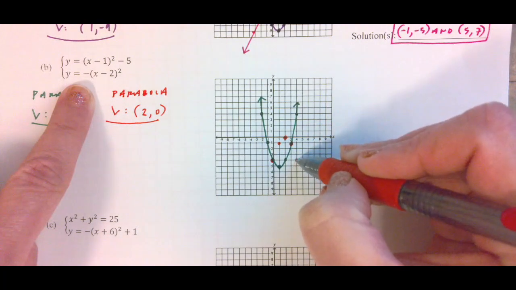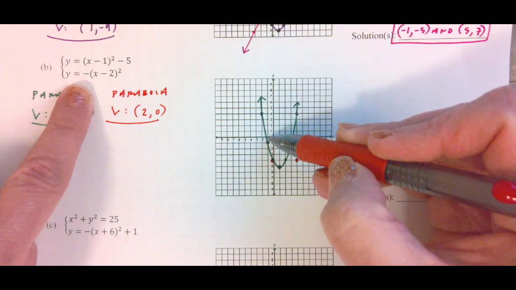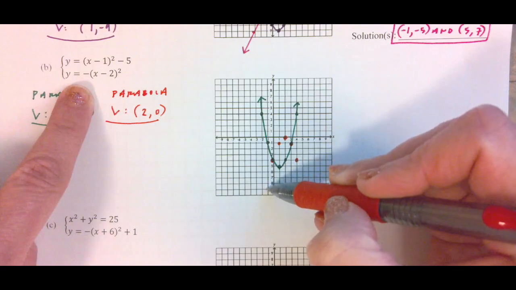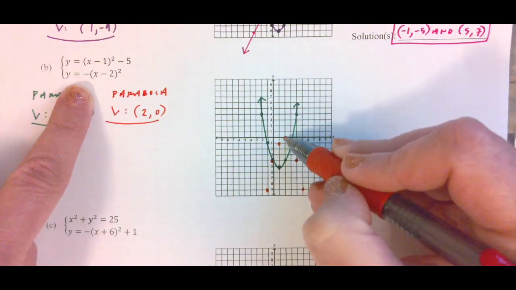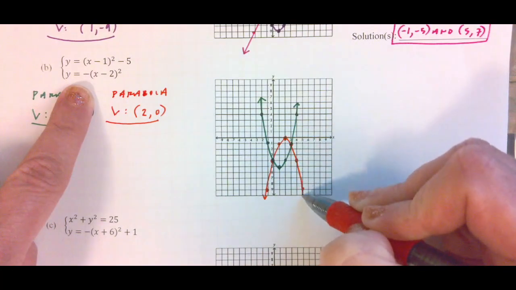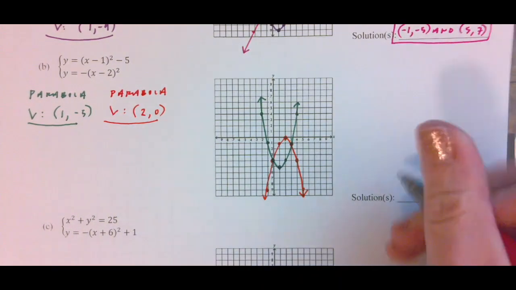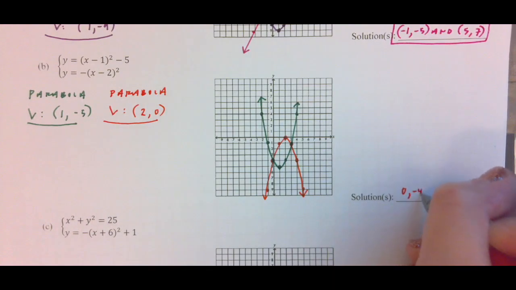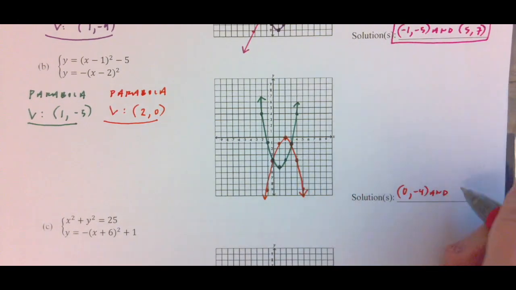I see the points of intersection already, but I'll just give a few more points. Over 3 and down 9. And then connect the dots. Okay, so here again I have 2 points of intersection. So right here at 0, -4. And then right here at 3, -1.